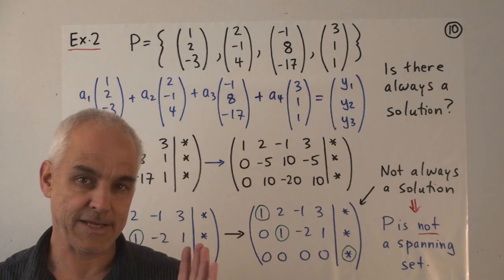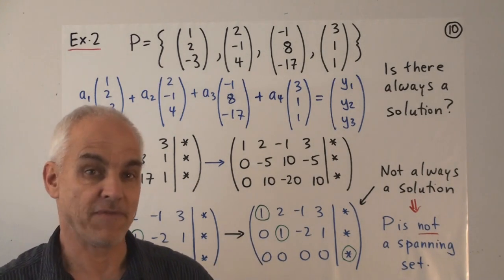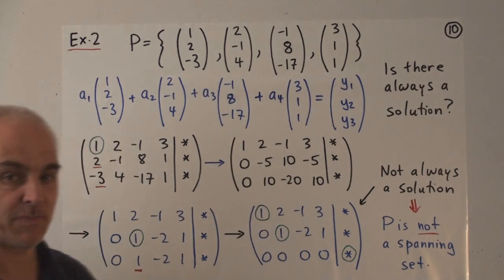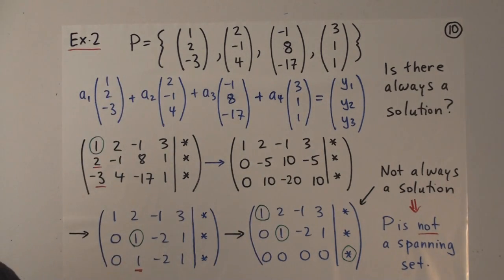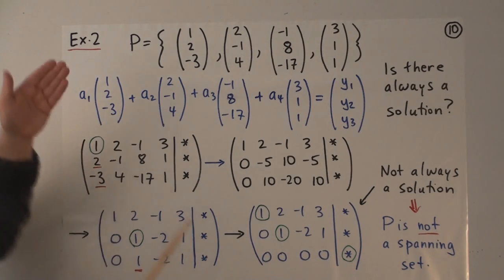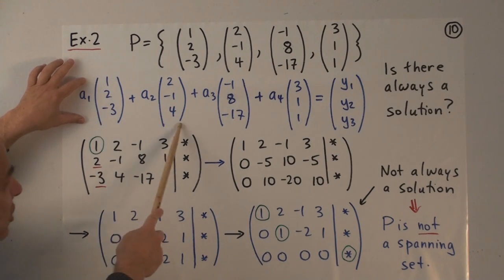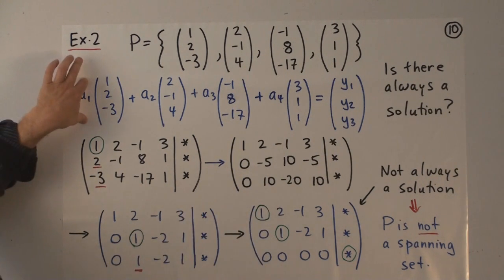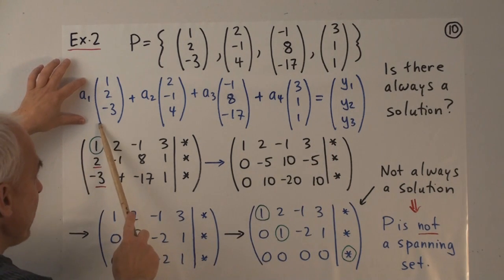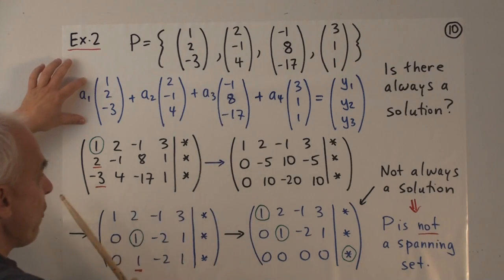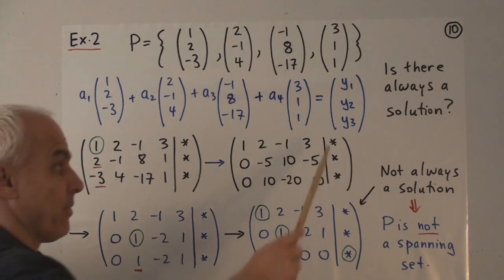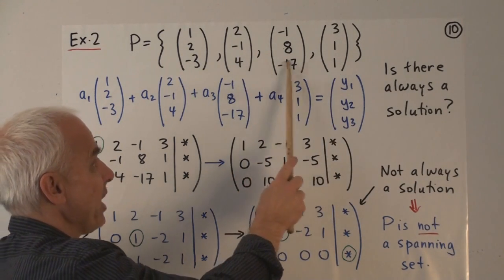All right, so let's have a look at another example. We have now 4 vectors in this set, 4 vectors in 3-dimensional space, making the set P. We want to know, is P a spanning set? That amounts to the question, can we always find a solution to this vector equation? No matter what y1, y2, and y3 are, can we always find a1, a2, a3, and a4 so that this system has a solution? In other words, can we write this vector as a linear combination of those 4?